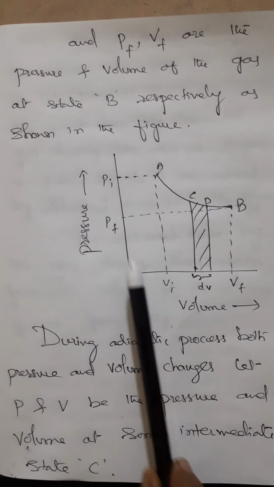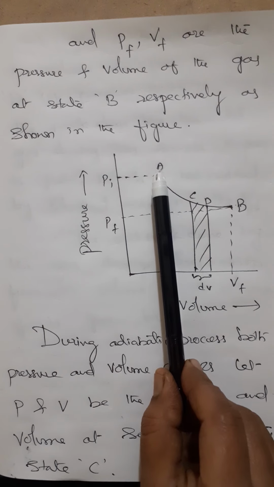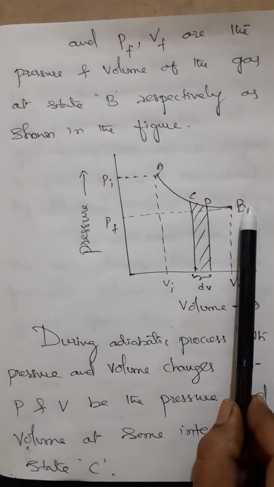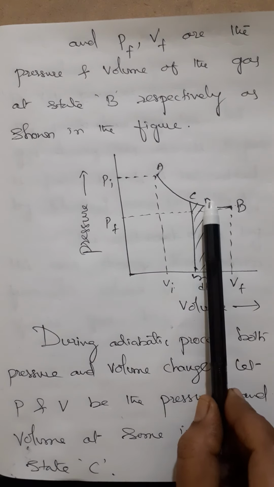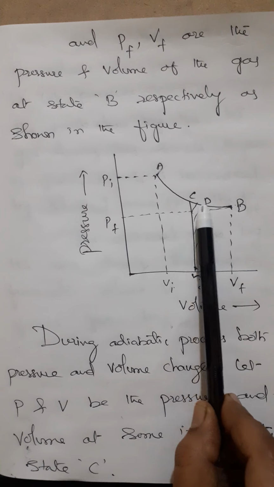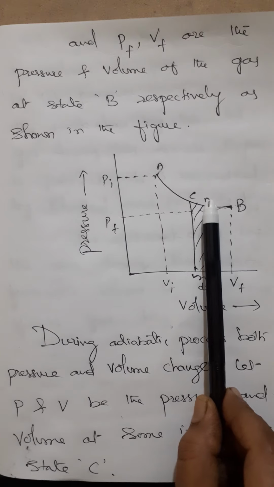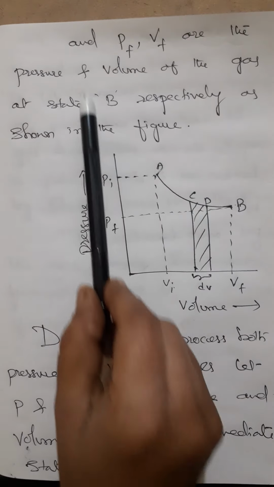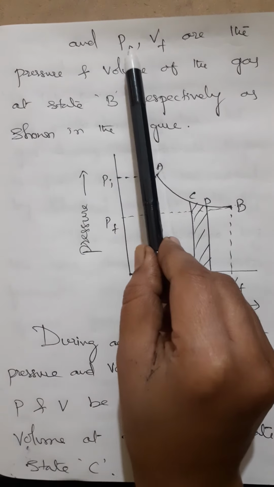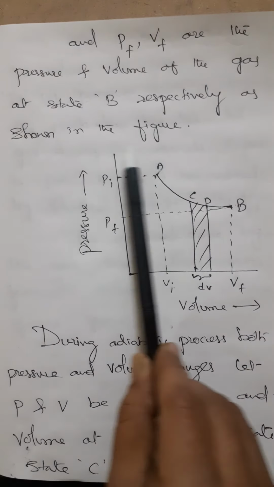Now our aim is to calculate the work done by the gas when it expands adiabatically from A to B. For that purpose, first of all we have to consider a small volume C to D, our intermediate state. First we will calculate the work done by the gas from C to D. Then after that we have to integrate that particular value, and we will get the whole one. Pf and Vf are the pressure and volume of the gas at state B respectively, as shown in the figure.